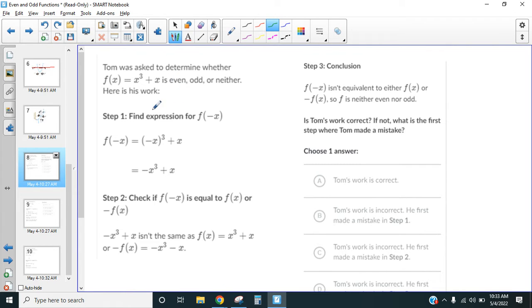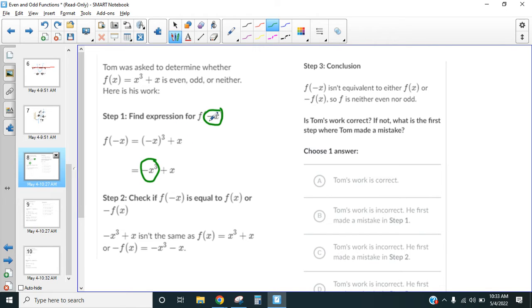All right, next, find expression for this. So when we check whether it's odd or even, you plug in the negative x value, right? So we plug in negative x. What happens when you cube a negative? It's still negative, right? That's good. But what didn't Tom do? You're supposed to plug in negative x for every single x in the equation.